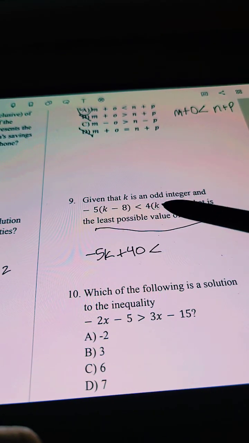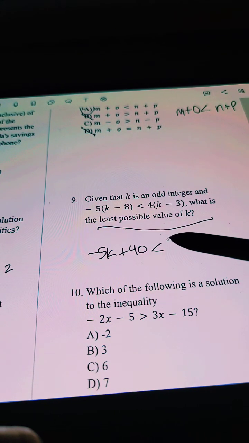And then that's going to be less than, now do the distributive property with the 4 in these terms. So 4 times k is 4k.